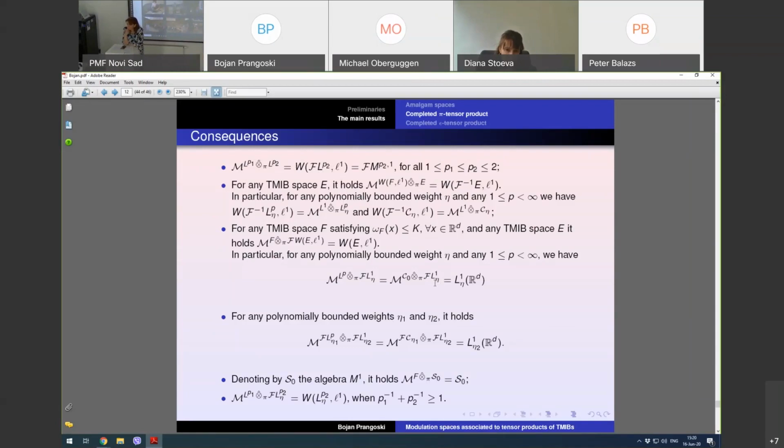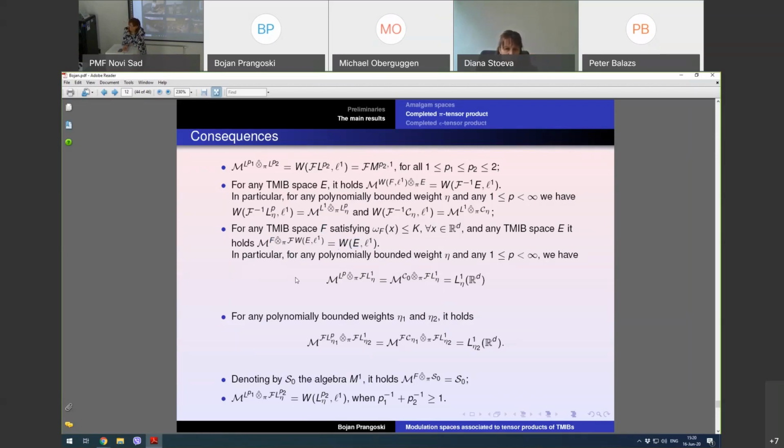And we also have a bunch of other immediate consequences of this. Let me stress one more thing. The third one, again, the same thing, the space F completely disappears, because no matter what F is, you will always end up with an amalgam space of type E, L^1.